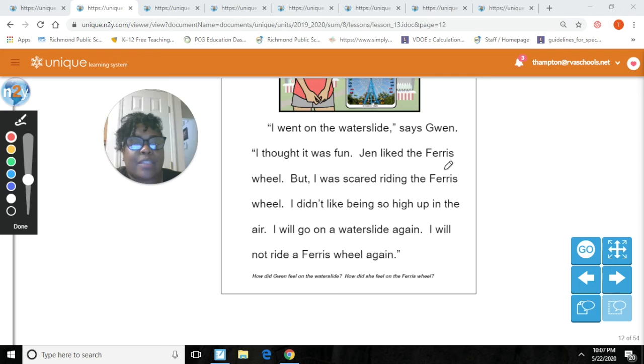She said, I thought it was fun. How does she feel about the Ferris wheel? Now, here's Gwen right here. She says that Jen liked the Ferris wheel. Now, then Gwen makes a comment. She says, but I was scared riding the Ferris wheel. So now we see that Gwen said she thought it was fun to ride the water slide, but she was what? She was scared to ride the Ferris wheel. Okay? So when you're answering these type of questions, you have to be very careful to make sure that the right character is speaking. Okay? And that you're answering the question correctly. All right.